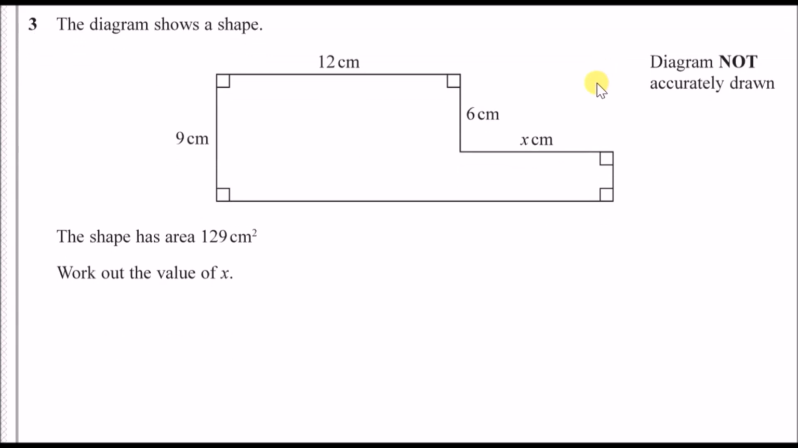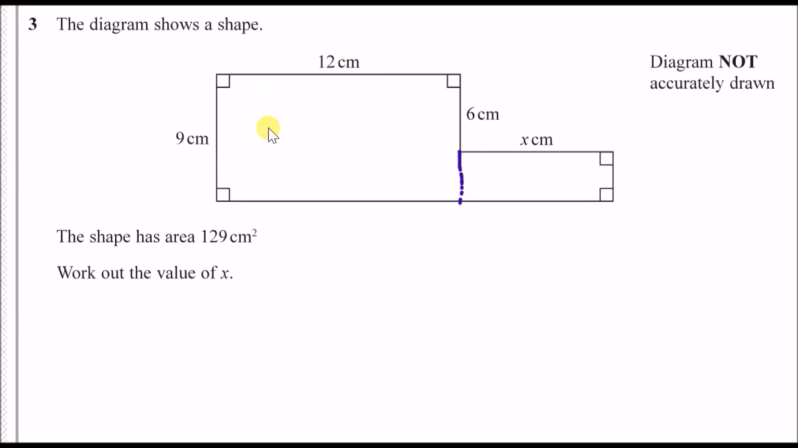Alright guys, number 3. The diagram shows a shape. The shape has area 129 centimeters squared. Work out the value of x. Okay, when you get shapes like this, my advice is to always try and split them up. So what I would do is just draw a dotted line somewhere around here. Then I'll just try and work out the area of each block.